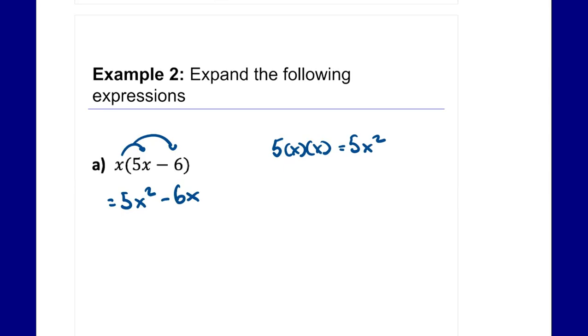I then want to see if I can collect any like terms, right? I do have x's in both. However, one is an x squared and one is an x, so I can't add or subtract them in this case. They have to stay separate.